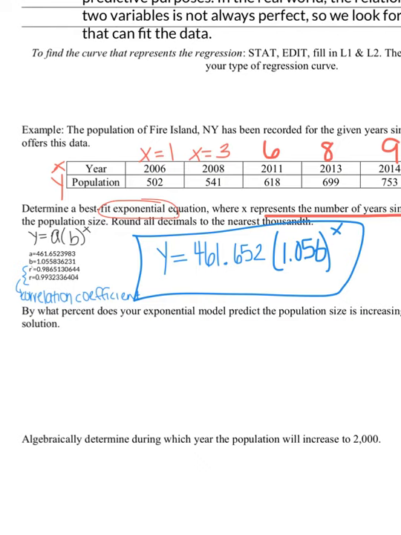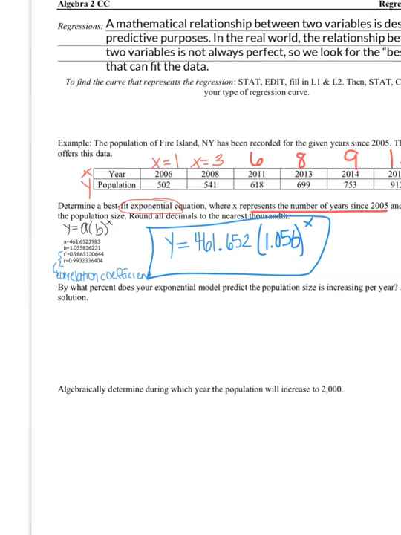That's it. Okay? Second question, by what percent does your exponential model predict the population size is increasing per year? Justify your solution. So the reason why it says justify is just so that you don't just give an answer. By what percent? So if you remember, this is an exponential equation. It's talking about exponential growth because the numbers are going up. So whenever we're dealing with exponential growth, if you remember this formula, A equals P times 1 plus r raised to the t power, that's what that formula is up top.